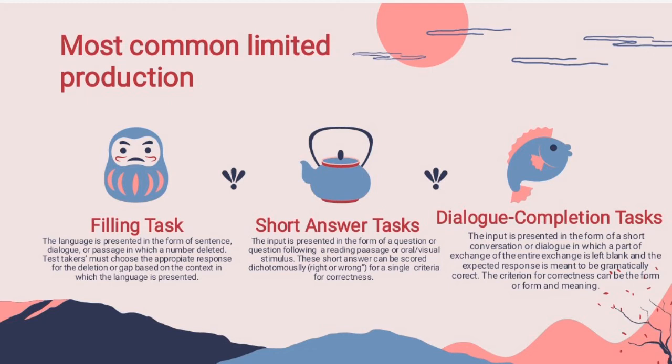The input is presented in the form of a question or questions following a reading passage or oral or visual stimulus. This short answer can be scored dichotomously, whether right or wrong, for a single criterion for correctness. And the last is the dialogue completion task. The input is presented in the form of a short conversation or dialogue in which part or the entire exchange is left blank, and the expected response is meant to be grammatically correct. The criterion for correctness can be form, or form and meaning.